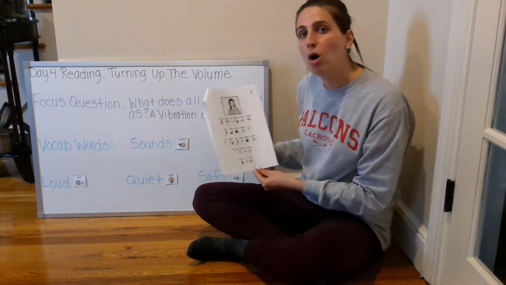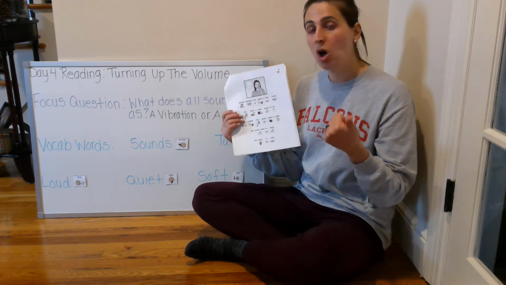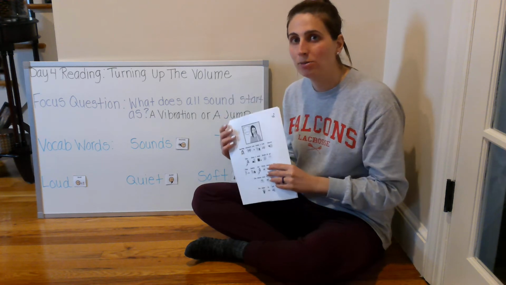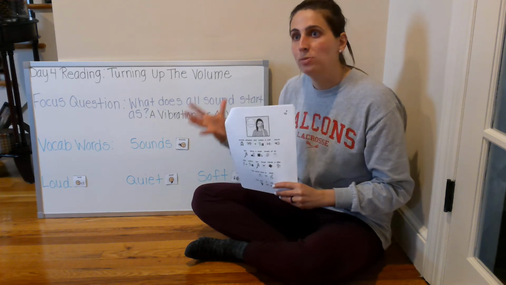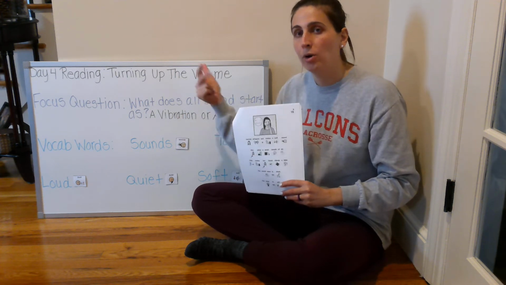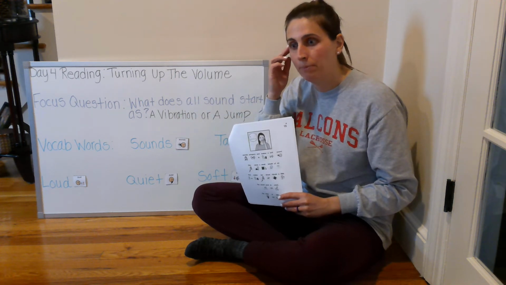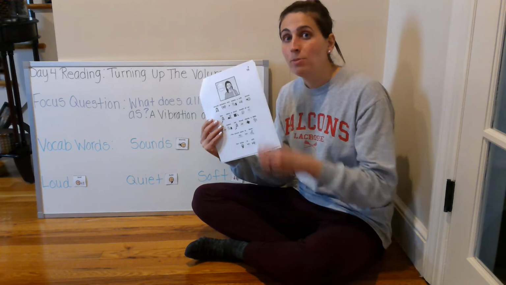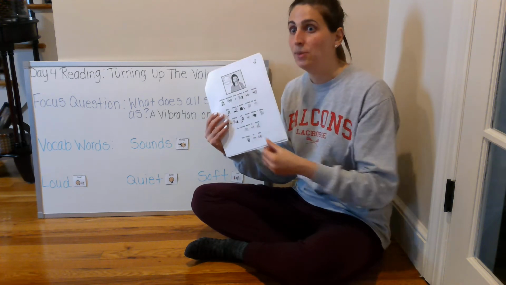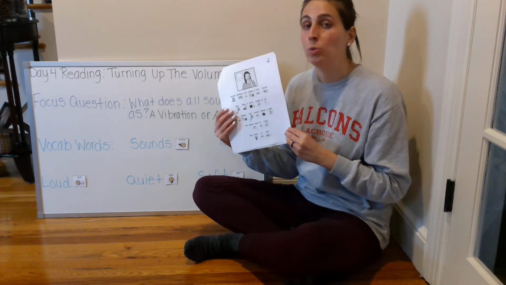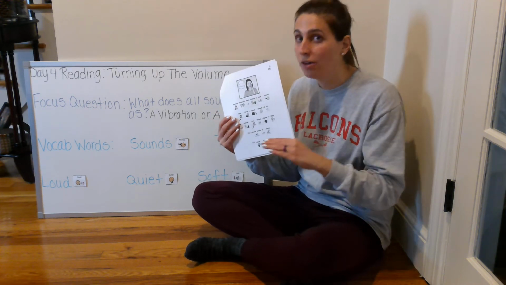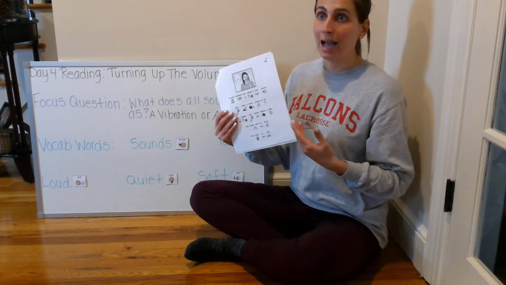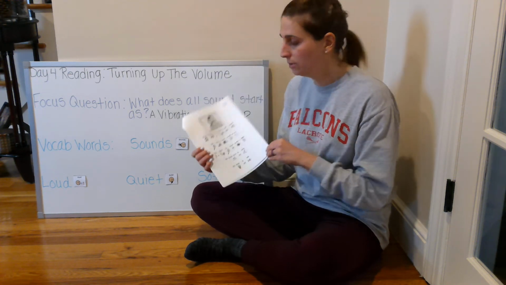It says, what can all sounds be? Can they be soft sounds, loud sounds, or both? So what can sounds be? Soft, loud, or both? So let's think about that. I know that as we're reading the chapter, sounds can be both soft and loud depending on what you do. If you whisper or say something softly, it's going to be a soft sound. Or if you yell or you sing loud, you're going to hear a louder sound.